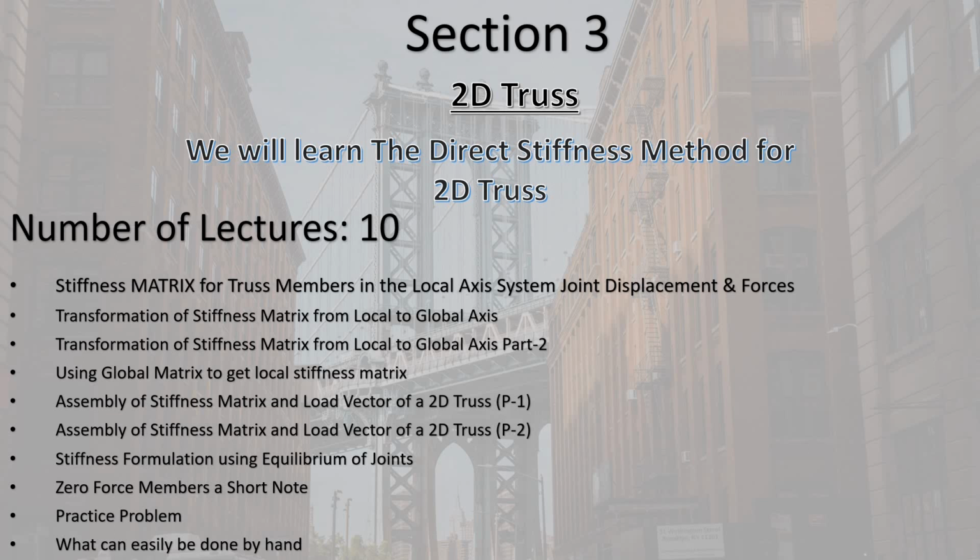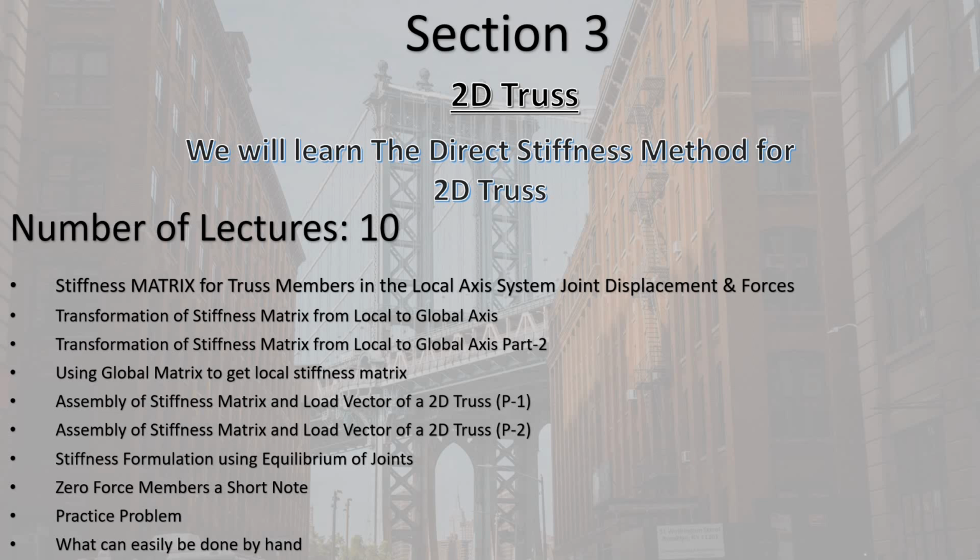And right after that, we're going to see how to use global matrices to get local stiffness matrices. And after all that, we're going to be seeing the assembly of stiffness matrices and load vector for a 2D truss. And after that, we're going to see how we can use the equilibrium of joints to get the same stiffness formulation that we're going to see for the assembly of stiffness matrices and load vector of a 2D truss.